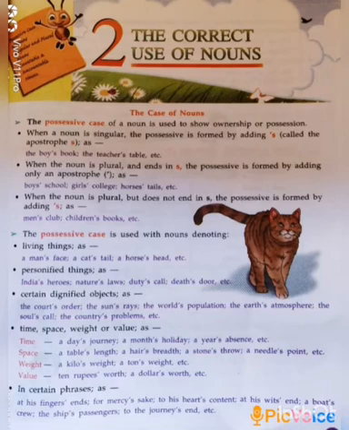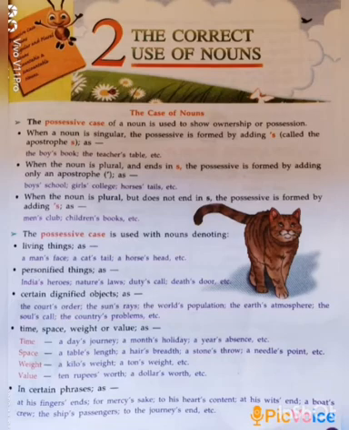Look at that: boy, apostrophe s. So this is the possessive case of a noun. That is, the possessive is singular, then we add 's. Okay. The boy's books, teacher's table, etc.